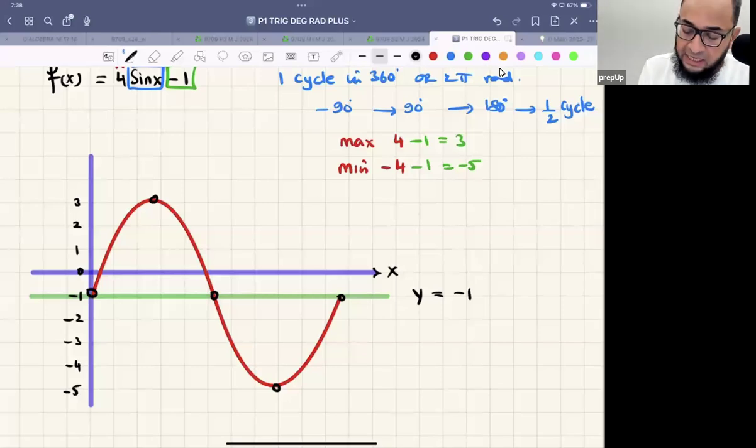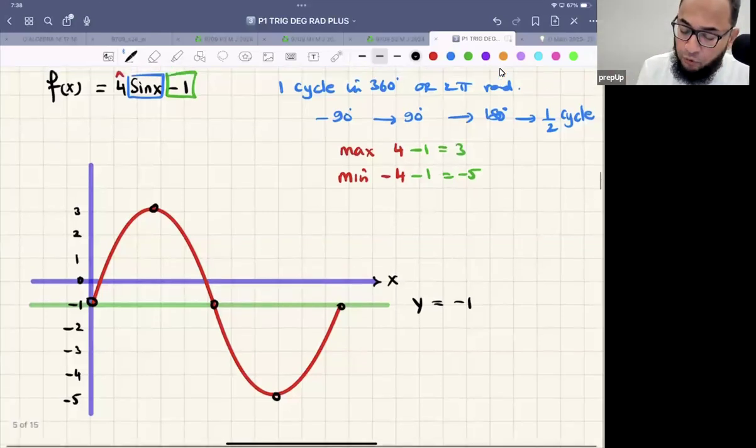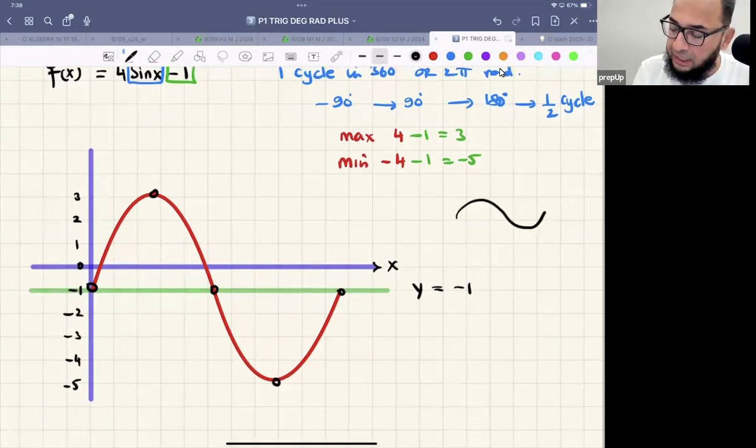So now basically we have shifted it down and I have drawn it directly. If you want, you can first draw the cycle like this, mark the 5 major points, and then shift it 1 unit down. So I have directly shifted it 1 unit down. The maximum value is 3. So let me highlight this. The maximum value is 3. The minimum value is -5.